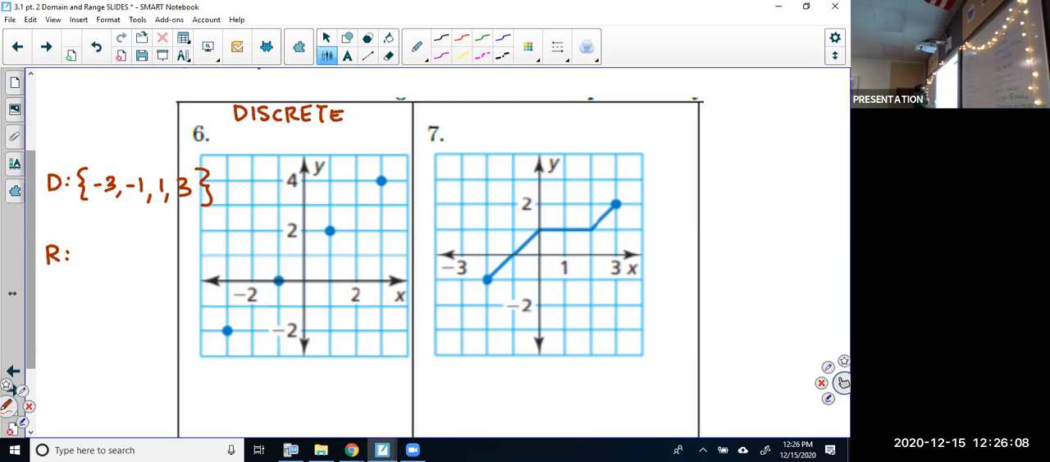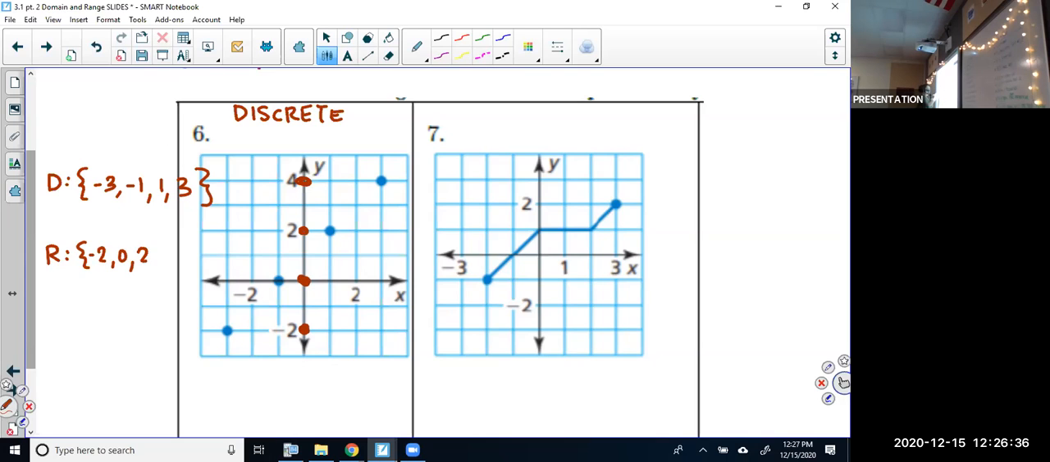So the range, this dot can end up right there, this dot would end up right there, this one right there. Okay, so we're gonna do a squiggly bracket, the same, because we just have dots, and we want smallest number first. So the lowest dot is right here at -2. That's the lowest dot. The next lowest dot is at 0, right? And then 2, and then 4.